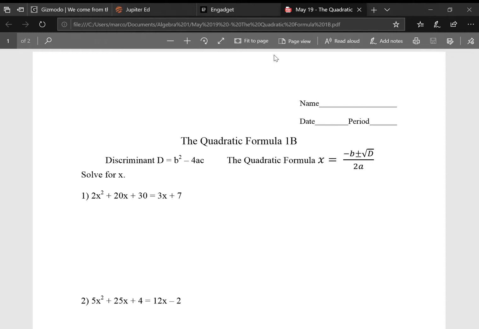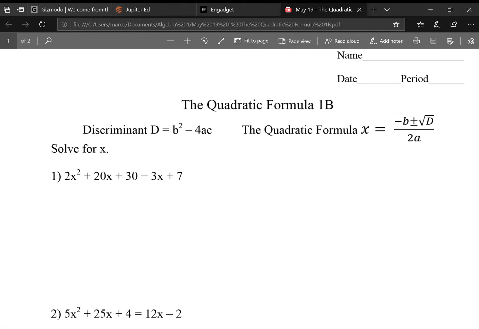So let's go ahead and look here. Now, the only difference between quadratic formula 1A and 1B is that on 1B and on the next one, 1C, we'll notice our quadratic equations are not solved for 0. And that means we have to go ahead and do that ourselves. If you did the solving by factoring 1C and 1D, that's what I'm talking about. We need to make the right-hand side equal to 0 first. And only after we've done that can we use the quadratic formula.